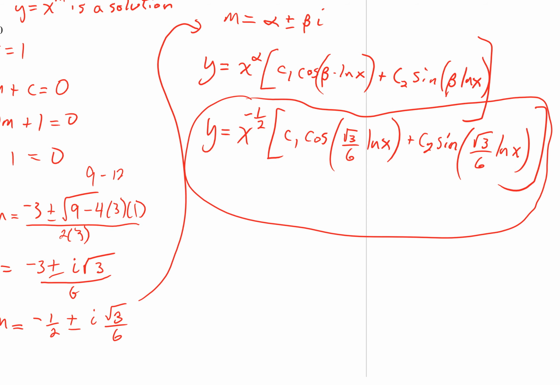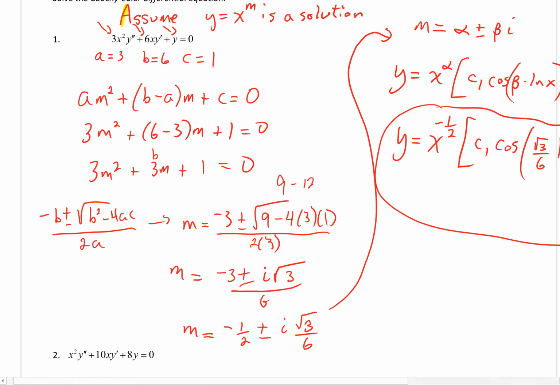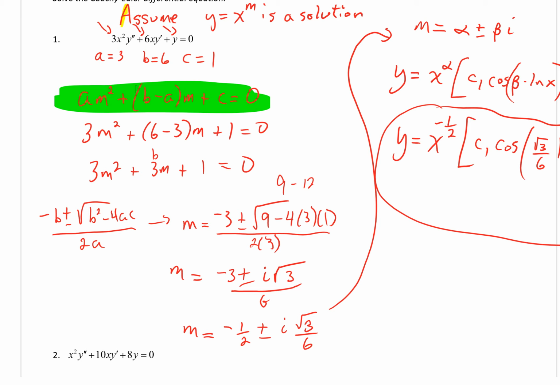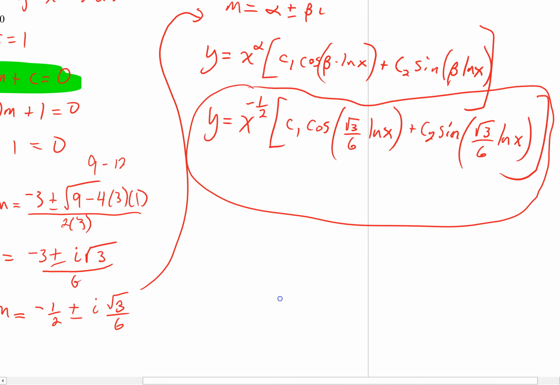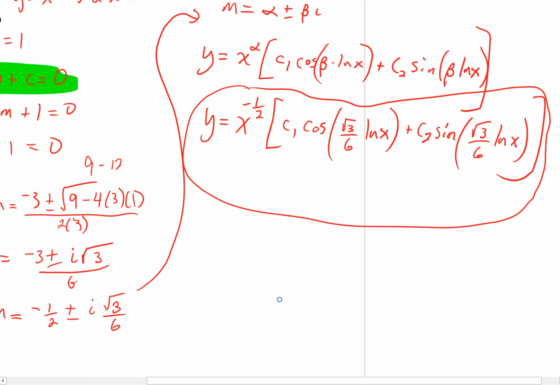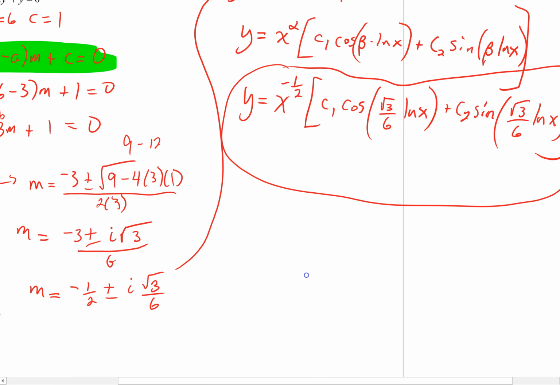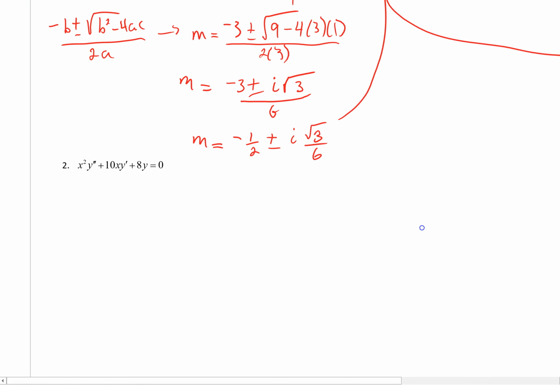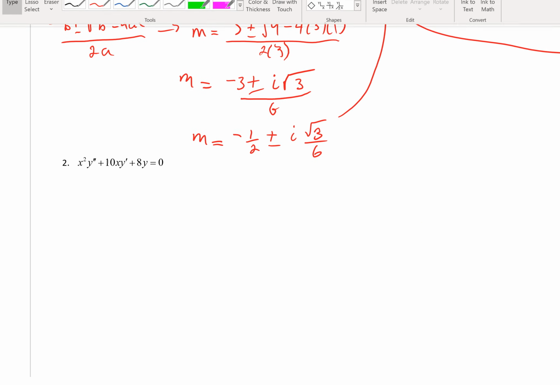You can see that you're going to start off with this am squared plus (b minus a)m plus c. That's going to lead you to a quadratic. You just solve your quadratic as you always do. And what you are going to wind up with, at least in this regard, is the answer that we just came up with. You would naturally expect to see complex solutions in a Cauchy-Euler. Again, let's keep going, though.